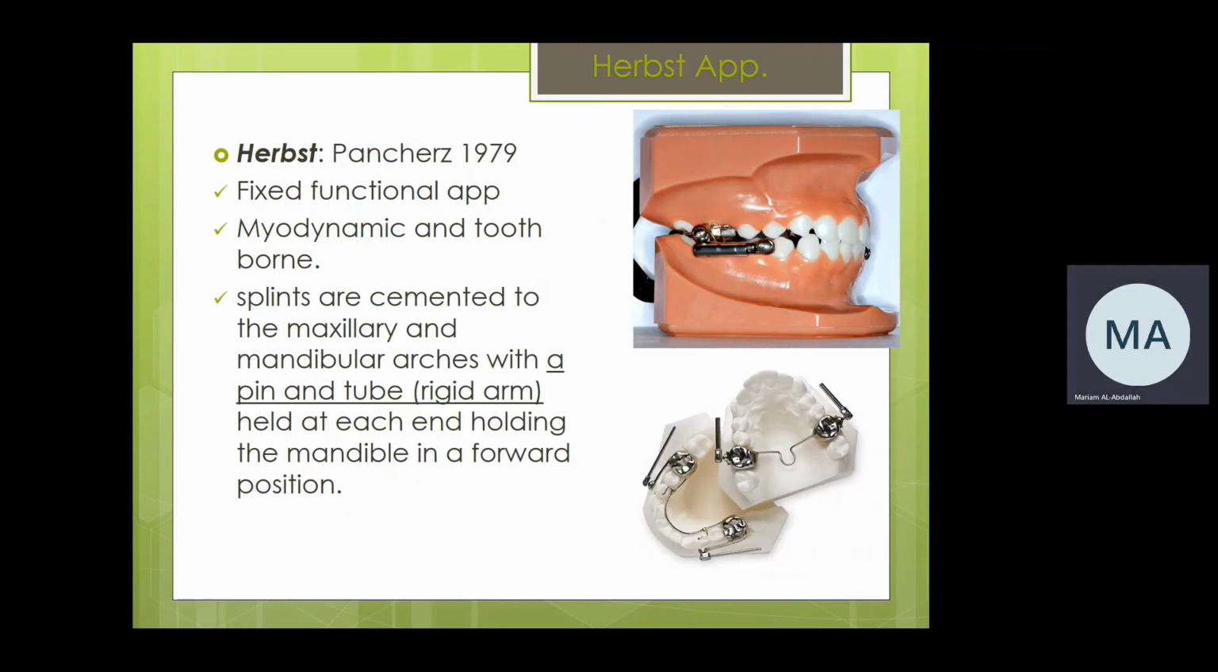The other type of functional appliance is the Herbst appliance, and the Herbst appliance is a fixed type of functional appliance, and it was introduced by Pancherz in 1979. It's myodynamic, and it is tooth-borne. As you can see, we have tube and pin, and the splints are cemented to the maxillary and the mandibular arches. And these tubes and pins are held at each end, holding the mandible forward, rigid advancement of the mandible. And then for the rest of the teeth, you can add fixed appliance as necessary. So this pin and tube will force the mandible forward.